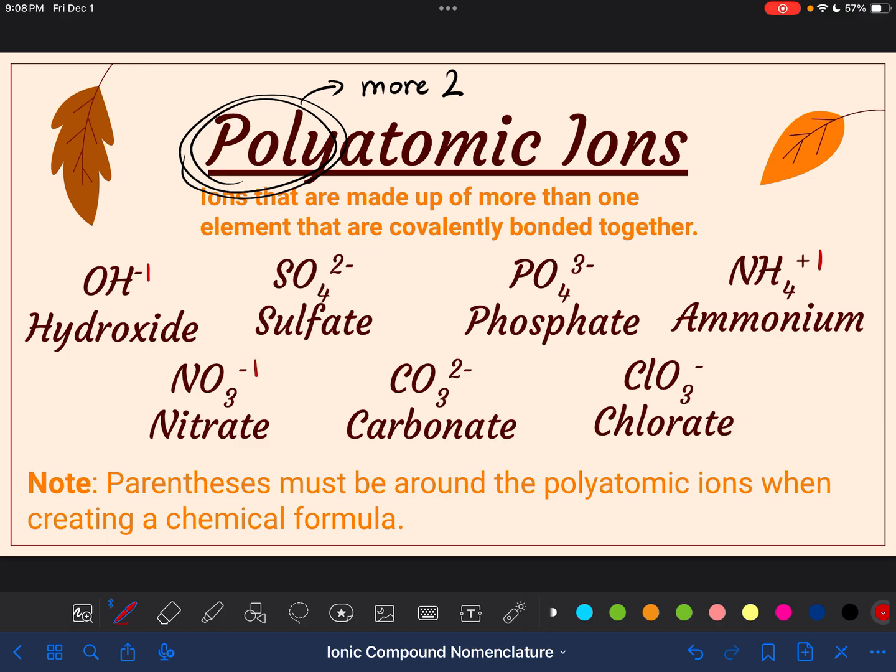NO3 -1 charge is called nitrate. Sulfate, SO4 2- or -2. Carbonate, CO3 -2. Phosphate, PO4 -3. Chlorate, ClO3 -1. And ammonium, NH4 +1.